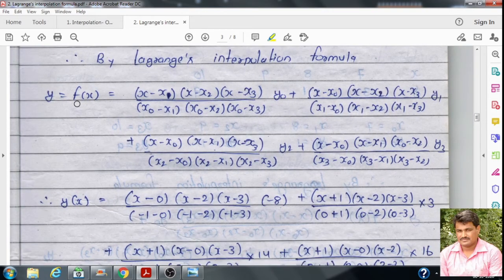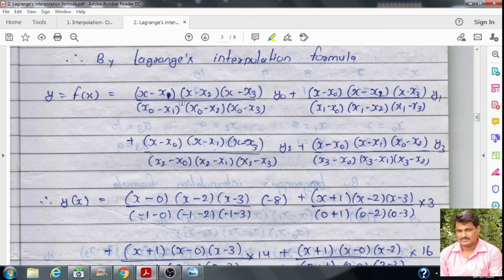same as in the previous example, where we used y is equal to f of x on the right hand side. This also contains a total of 4 terms. In the first term, multiplication by y0, y1, y2, y3. You know the remaining part, how to develop that. Using that, to find the interpolating polynomial for the given problem, here we substitute the values of x0, x1, x2, x3 and the respective values of y0, y1, y2 and y3.